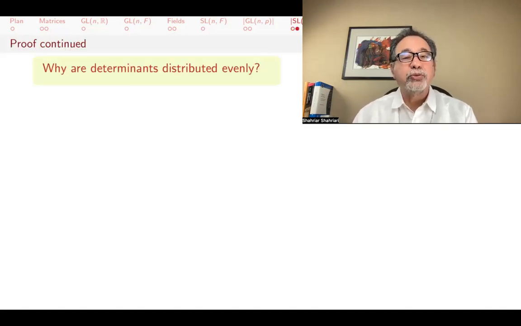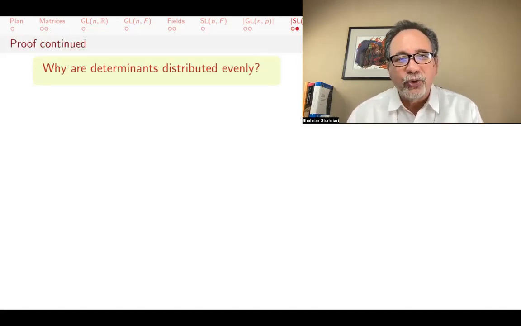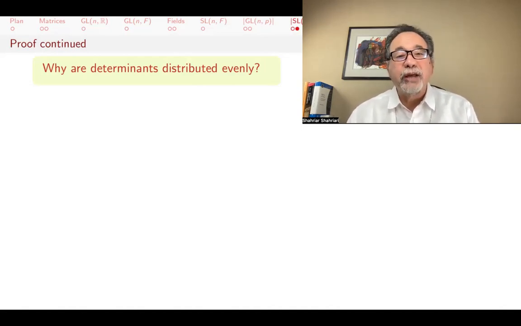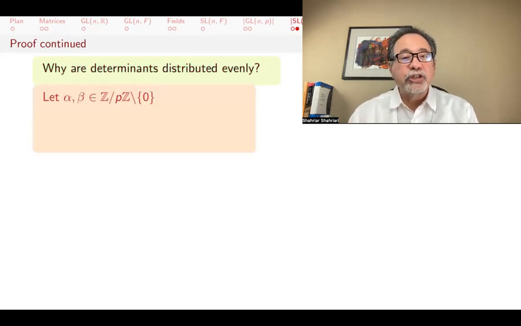Why are the determinants distributed evenly? If there's justice in the world, why would there be a different number of matrices whose determinant is 2 versus the number of matrices whose determinant is 5? There just doesn't seem to be any good reason why that would be. So intuitively it does make sense, but that's not a proof. I'm going to sketch the proof here.